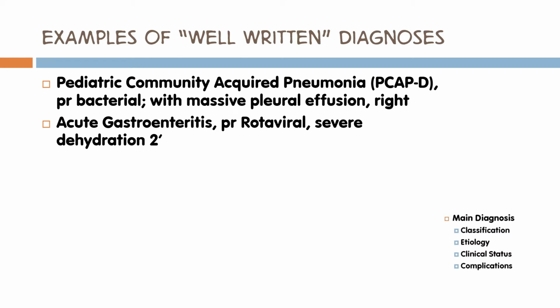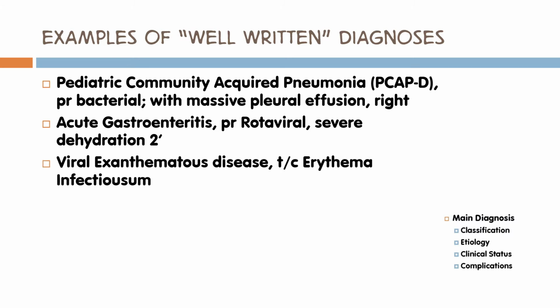What if, say, we are still unsure of the diagnosis and cannot commit yet? Sure you can. Use the "to consider" label, as in viral exanthematous disease, to consider erythema infectiosum. Does our diagnosis always have to be this long and have all the 5 parts mentioned at the side? Not necessarily. Accepted diagnosis like this, dengue fever with warning signs, is completely acceptable.